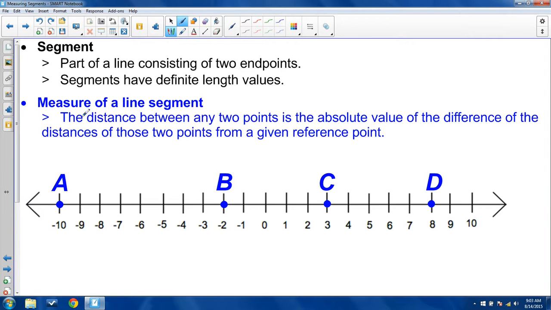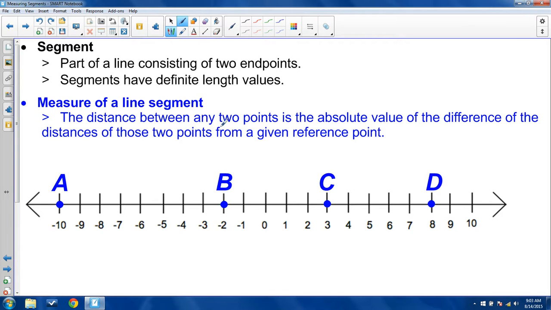So let me read off this little definition put down here. The distance between any 2 points is the absolute value of the difference of the distances of those 2 points from a given reference point. So that's a bit wordy, but let's clean it up just a little bit here.